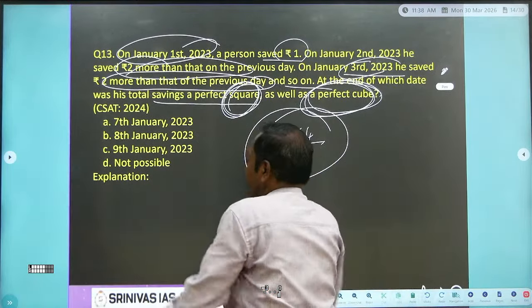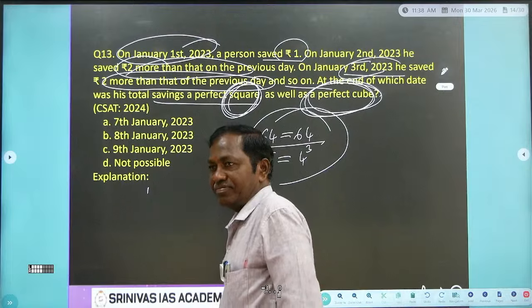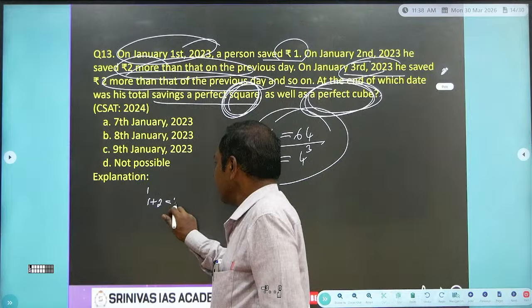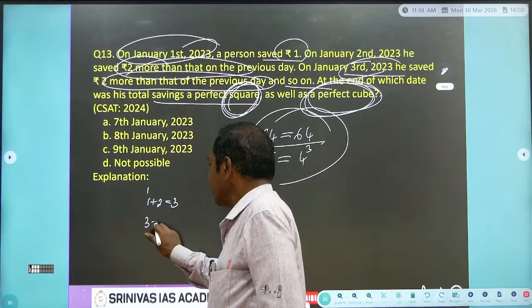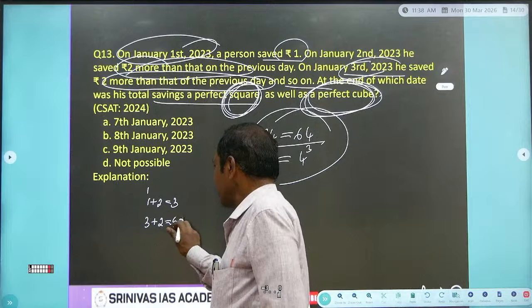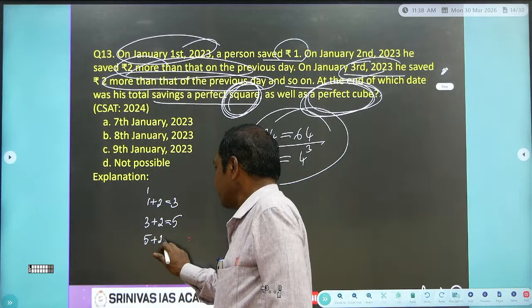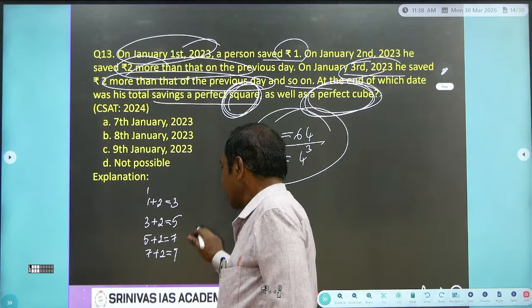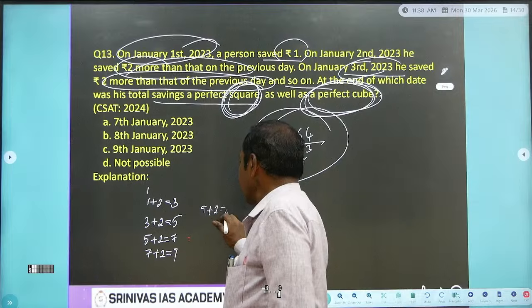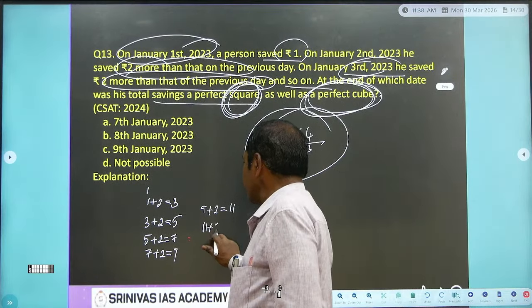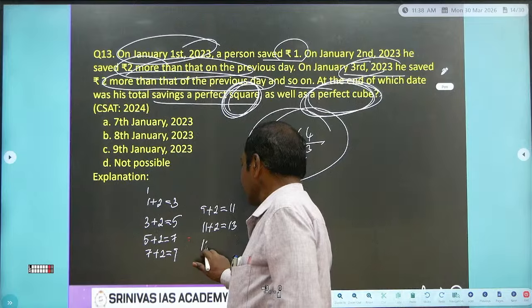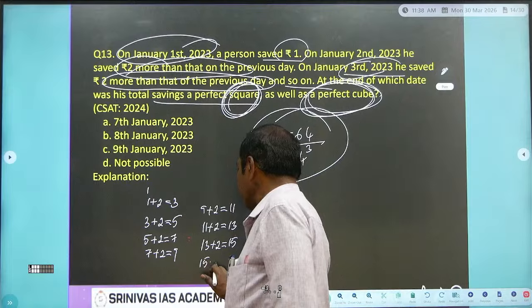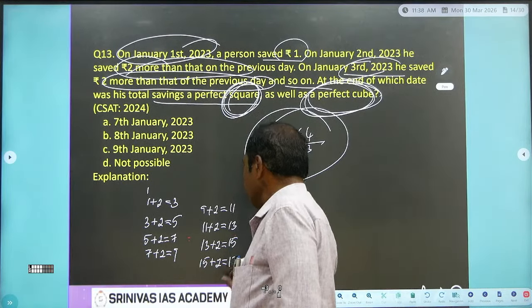If you write like this, this is the first day, 1. 2 rupees more, what is the second day? 1 plus 2 is 3. Next, 3 plus 2 is 5. 5 plus 2 is 7. 7 plus 2 is 9. 9 plus 2 is 11. 11 plus 2 is 13. 13 plus 2 is 15. 15 plus 2 is 17. You have to work out the total now.